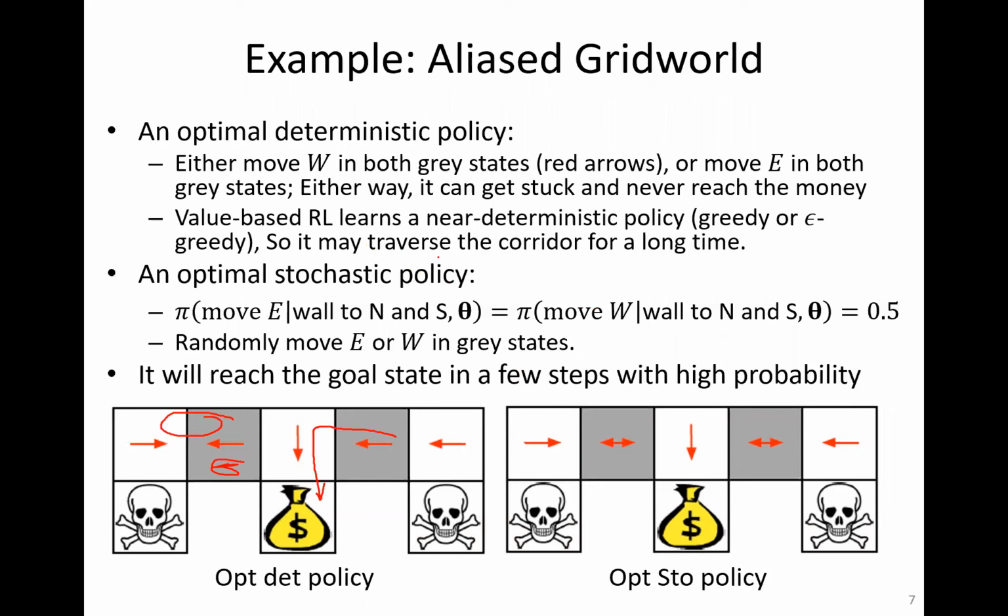So it may traverse the corridor for a long time. If you have epsilon greedy, then it may have a small chance of getting out of the corridor. But for an optimal stochastic policy, at each of the gray states, you move to the east and move to the west with the same probability. Once you have walls to the north and south, that's these two states. And then this random move in the gray state will let the agent reach the goal state in a few steps with high probability. So this just shows that the optimal stochastic policy is much better than the optimal deterministic policy.